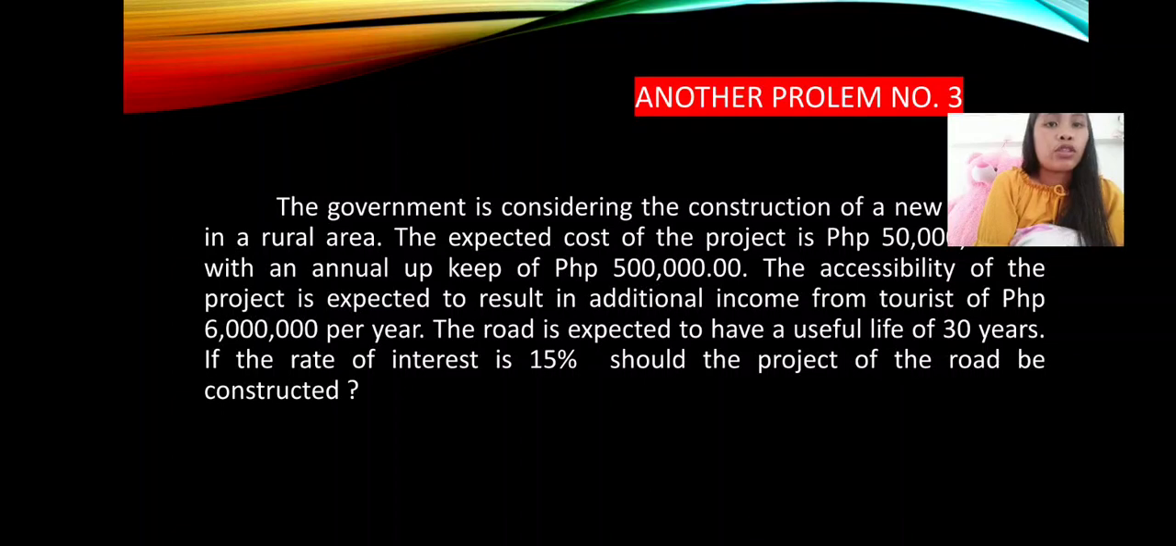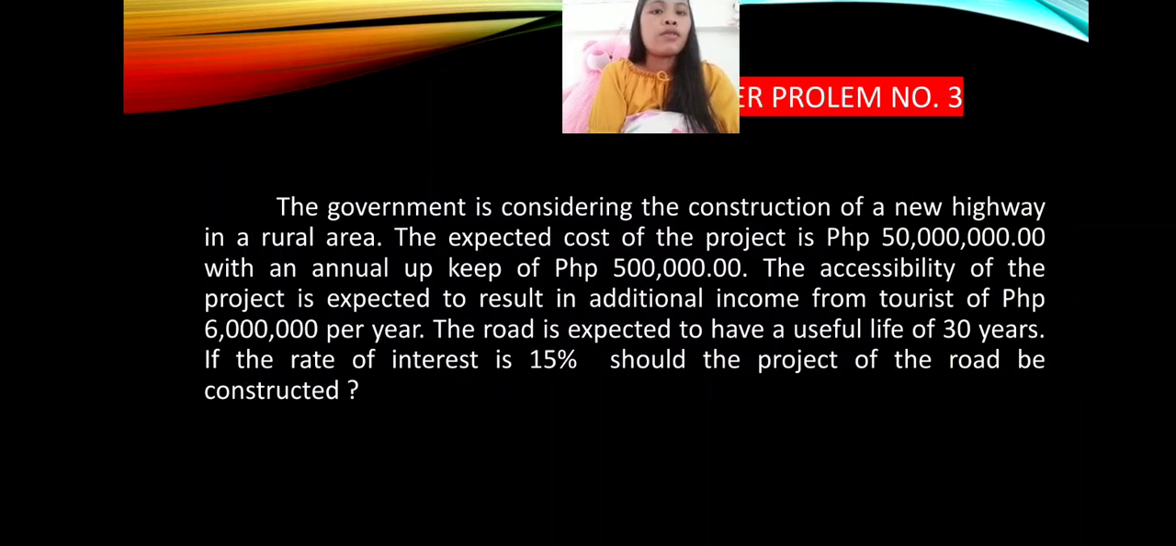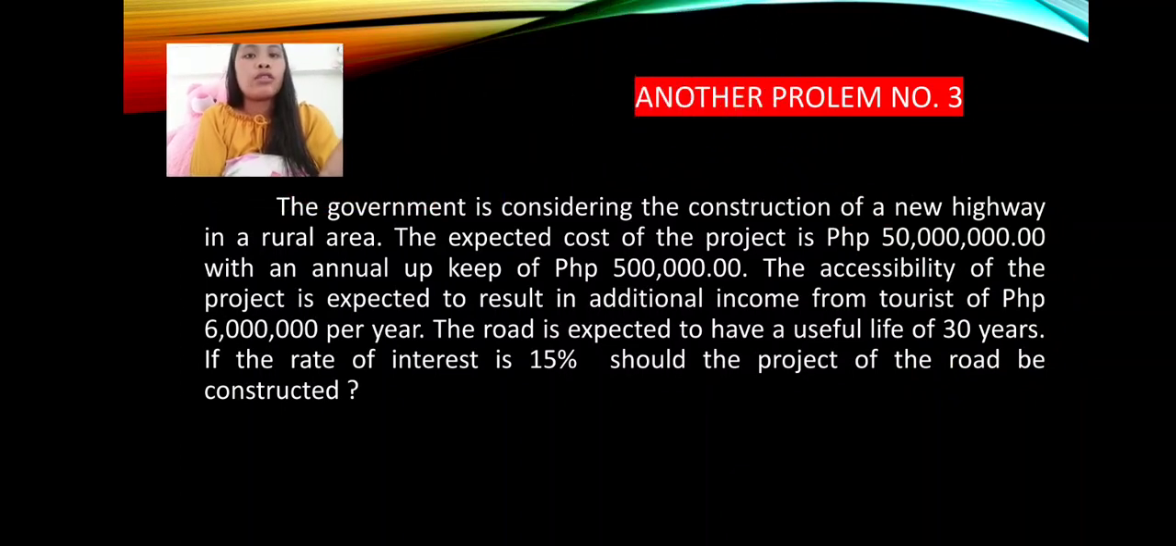Sample problem number 3. The government is considering the construction of a new highway in a rural area. The expected cost of the project is 50 million pesos with an annual upkeep of 500,000. The accessibility of the project is expected to result in additional income from tourists of 6 million per year. The road is expected to have a useful life of 30 years. If the rate of interest is 15%, should the road be constructed?